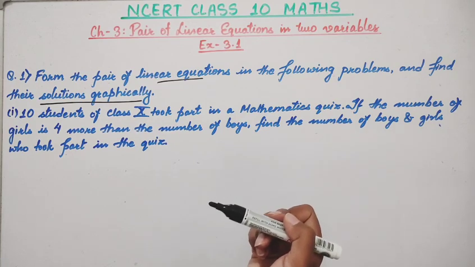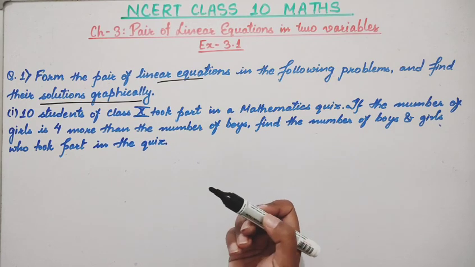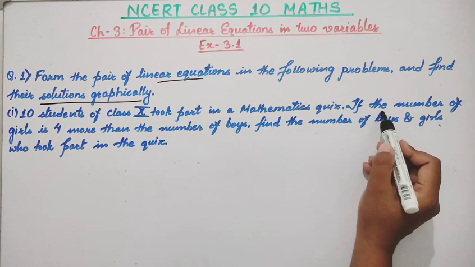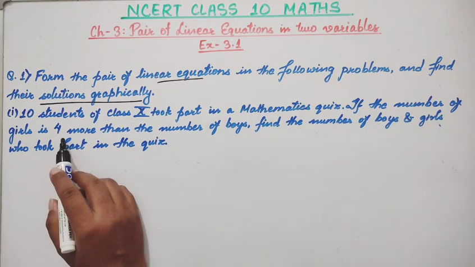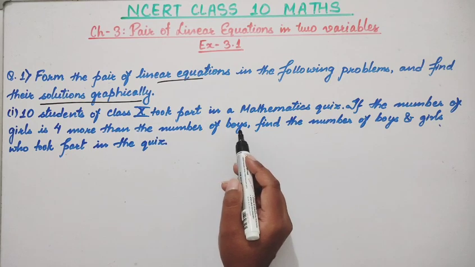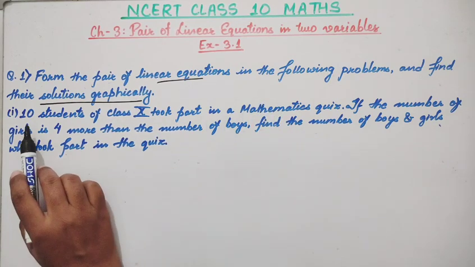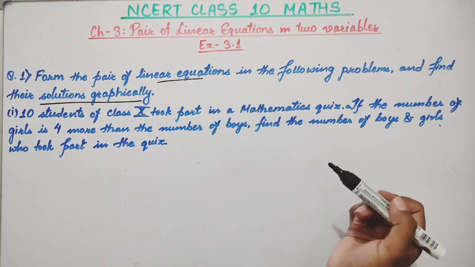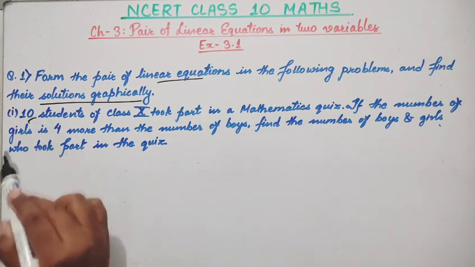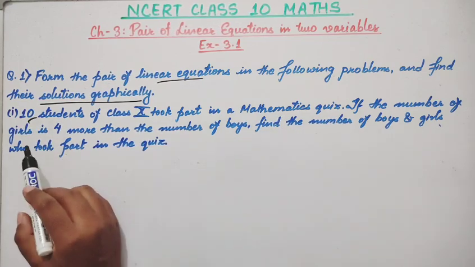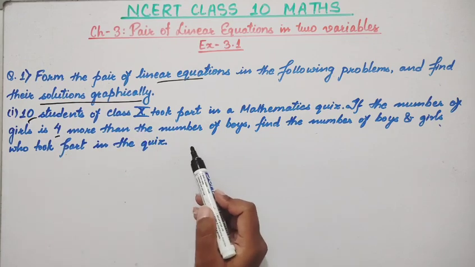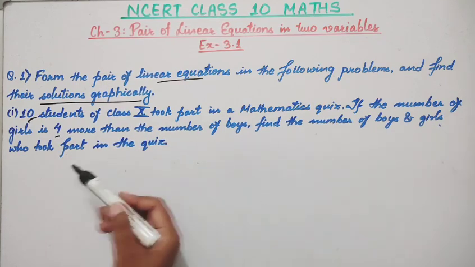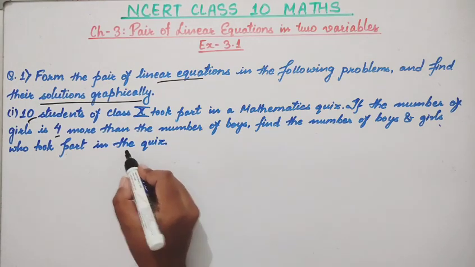To start with, first we have to check what the question says, how to formulate the equations. It says that if the number of girls is 4 more than the number of boys, and the first part says 10 students of class 10 took part in a mathematics quiz. Okay, total number of students was 10 and the number of girls is 4 more than the number of boys. What we have to find is the number of boys and girls who took part in the quiz.